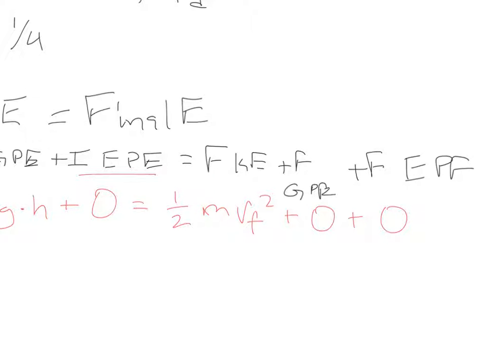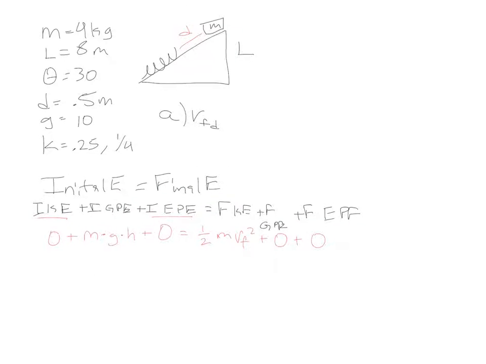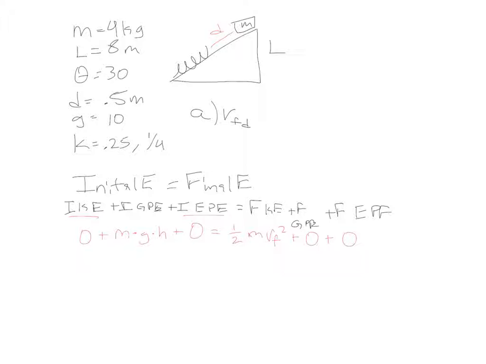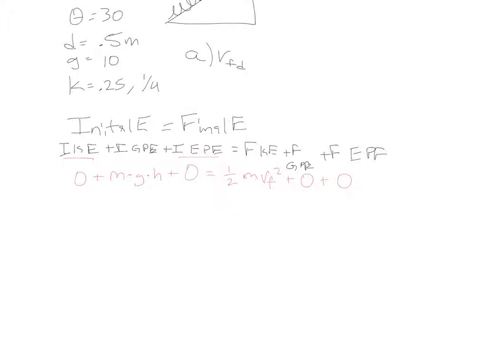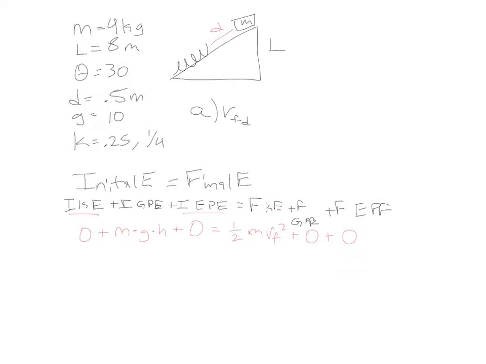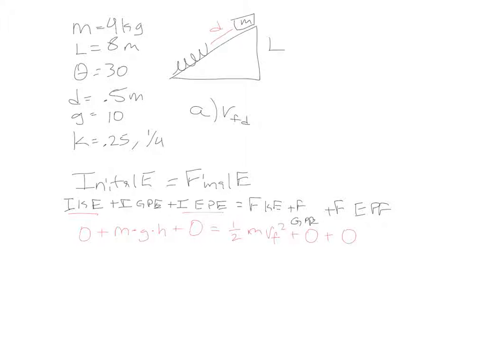Sorry, I'm still learning how to use this thing. And so really, this gets us to a really simplified problem. Mass times gravity times height equals 1/2 mass times the final velocity squared.